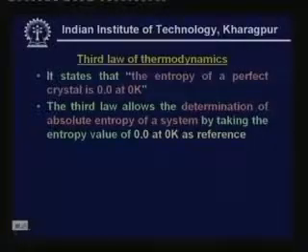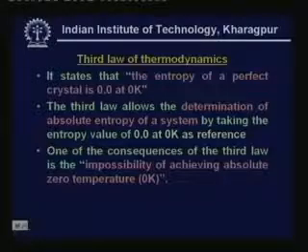Of course, at 0 degree Kelvin, if you achieve that, which is not possible, you will find that other materials will have non-zero entropies, that means positive entropies. Now, what is the use of the third law of thermodynamics? The third law of thermodynamics can be used for determining the absolute entropy of a system by taking the entropy value of 0 at 0 degree Kelvin as a reference. So, this is the major use of the third law of thermodynamics. It can also be shown, as a consequence of the third law, that it is not possible to achieve absolute 0 Kelvin. This is one of the consequences of the third law of thermodynamics.